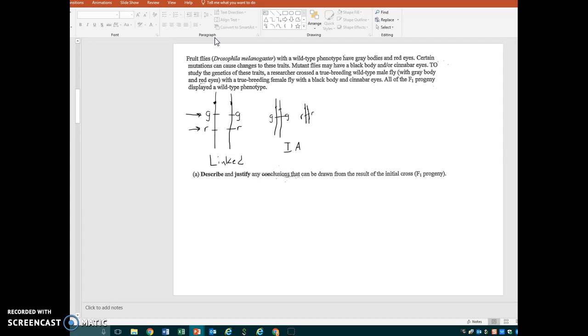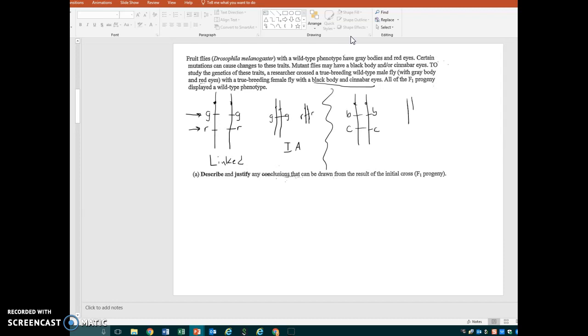So, let's go to this cross then, this first cross that they're describing, that true breeding fly with the true breeding black body and cinnabar eyes. Again, if they were linked, this fly over here is going to have the black body, and then the cinnabar eyes there.